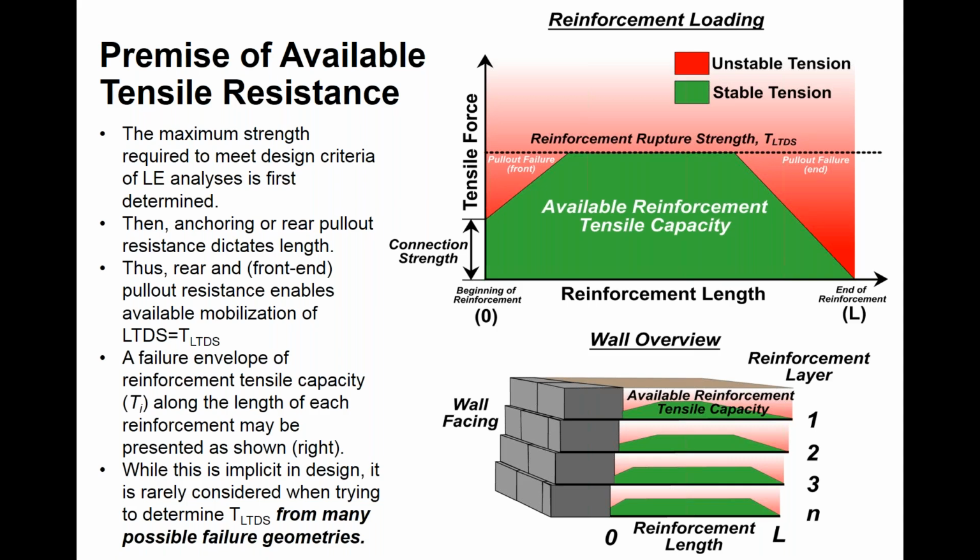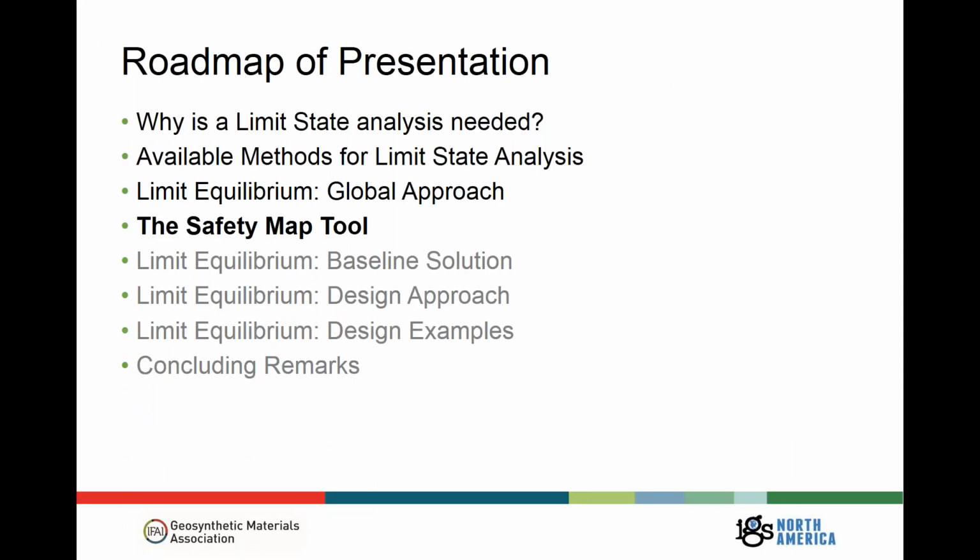So essentially, this green failure envelope dictates what's available in a given reinforcement. You can't get the full reinforcement strength at the back of the reinforcement because pull-out's critical, neither at the front. So while this is implicit in design, because we usually determine it in a secondary stage, it's not really considered for lots of different failure geometries, and we make some big simplifying assumptions regarding this. So that's dense, but let's make it a little bit lighter. We'll talk about the safety map, something that many of you are likely familiar with.